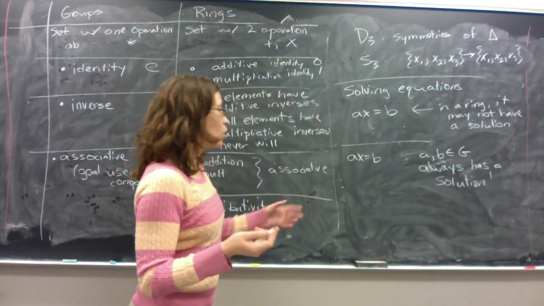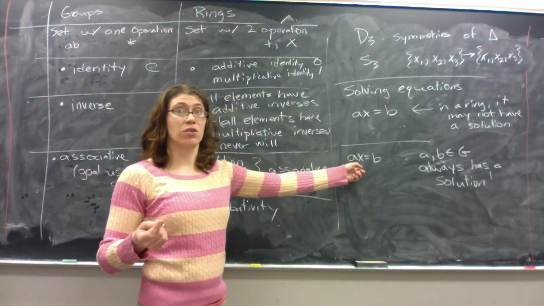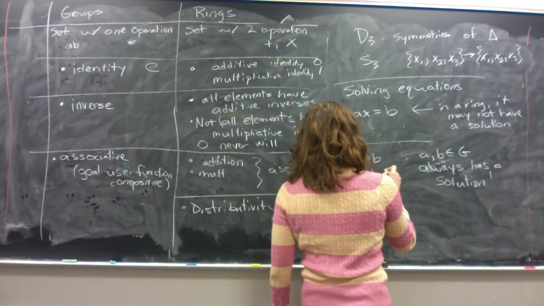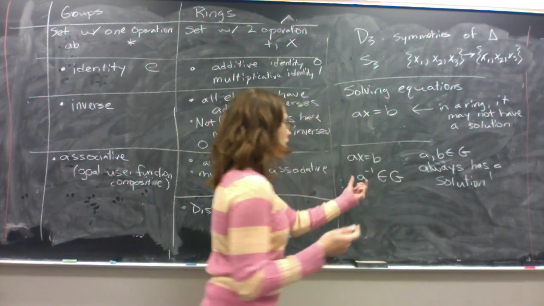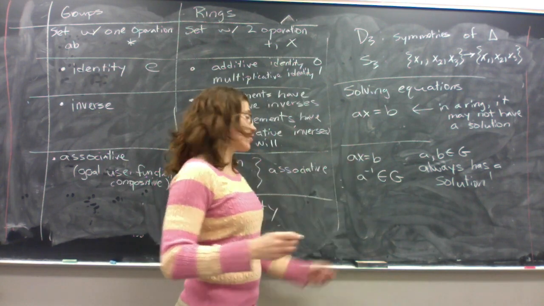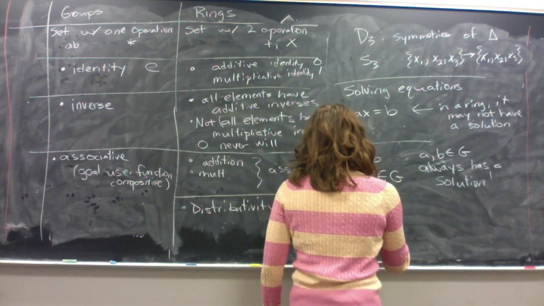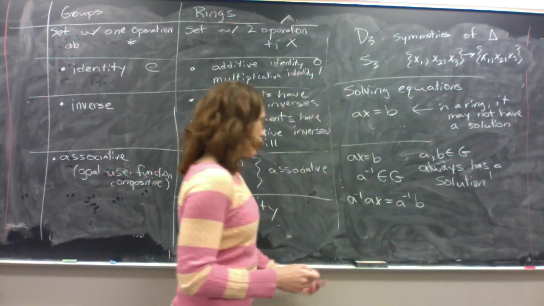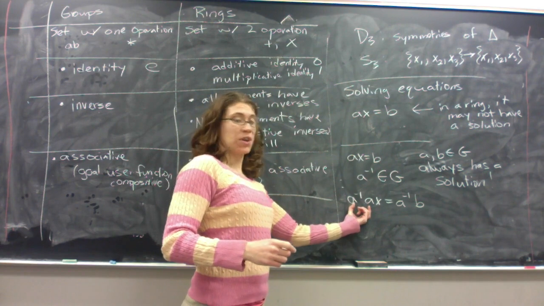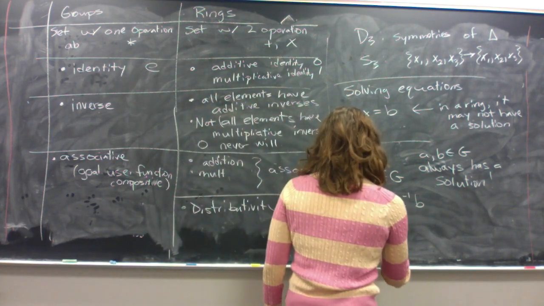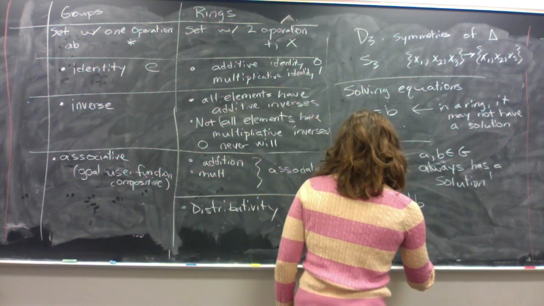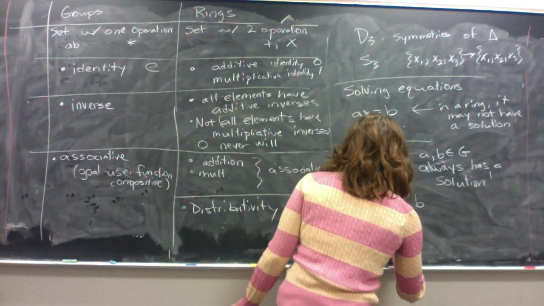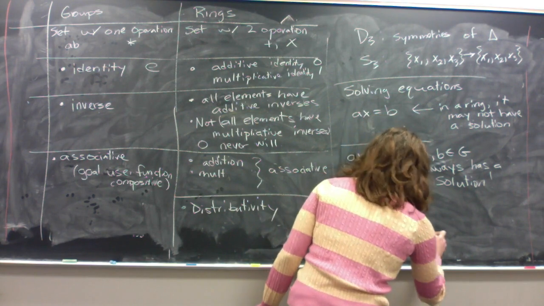And why is that? Well, every element has an inverse. So A, in particular, has an inverse. A inverse is in G. So I can multiply on the left by A inverse, and I get A inverse AX equals A inverse B. And I know that A inverse A must be equal to the identity. So EX equals A inverse B. And because this is the identity, I get that X equals A inverse B. And this is an element of G.